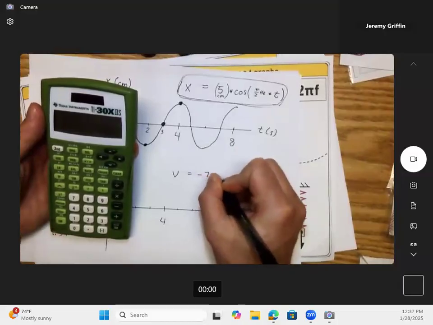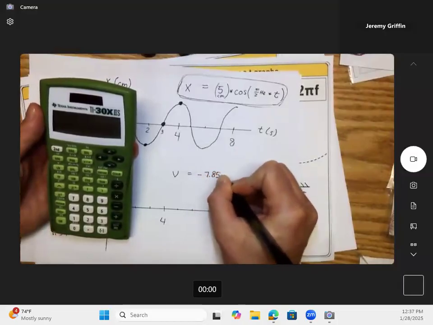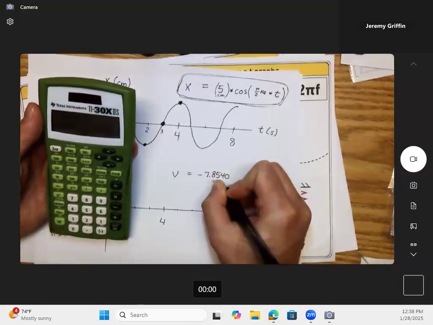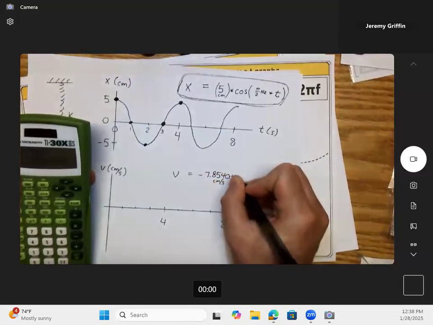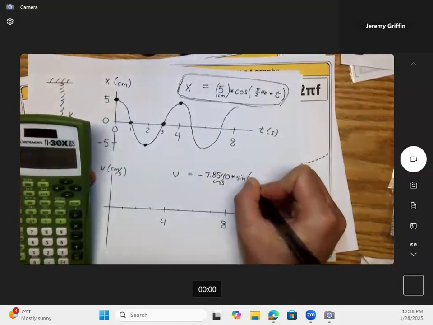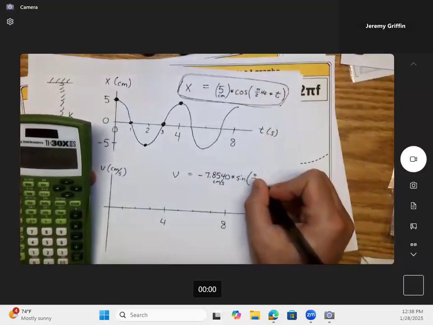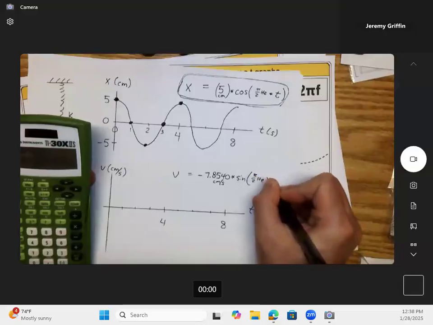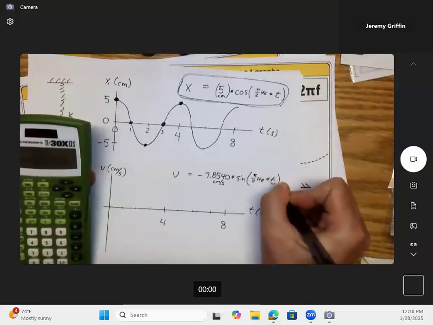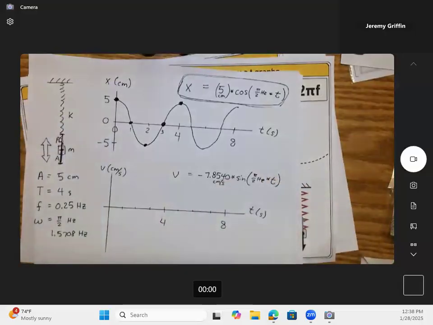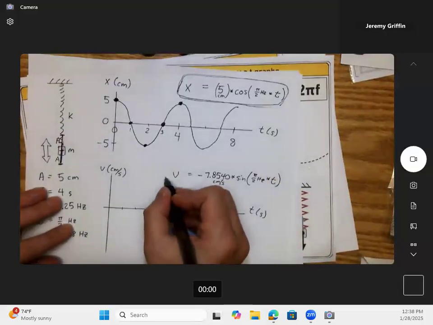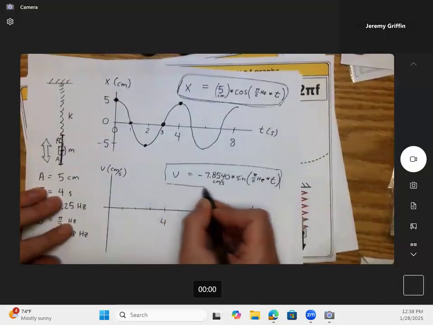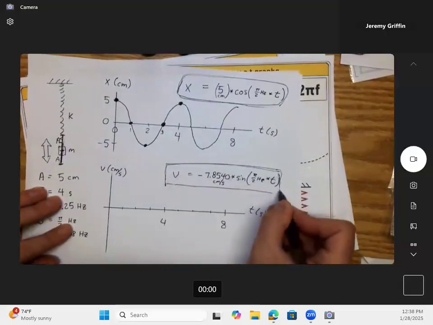Negative 7.8540. That'd be centimeters per second. Right? Multiplied by sine of, and then everything else just follows. So I got pi over 2 hertz times however much time t has elapsed, as t is the variable. Right? You can plug in however much time. So that equation right there should describe the graph we're about to draw. Okay, you guys get that?